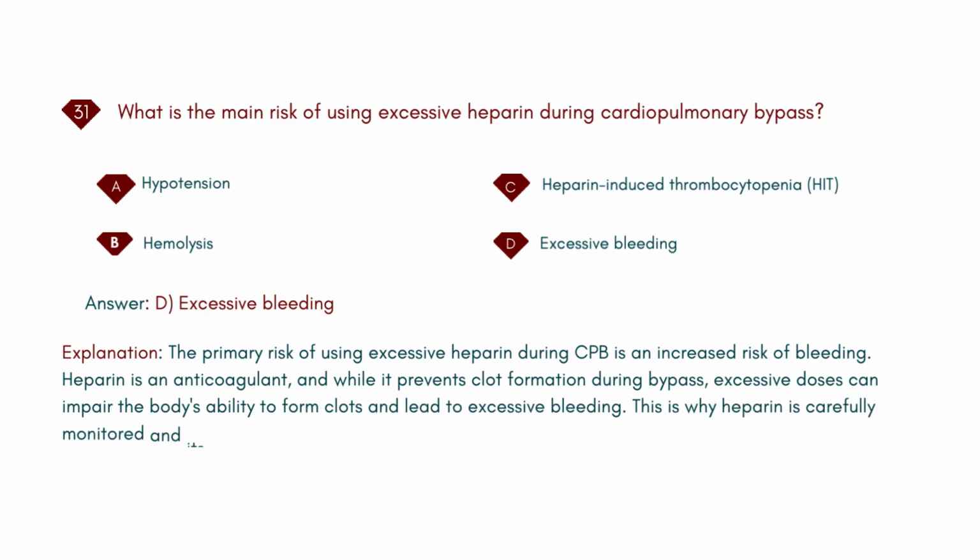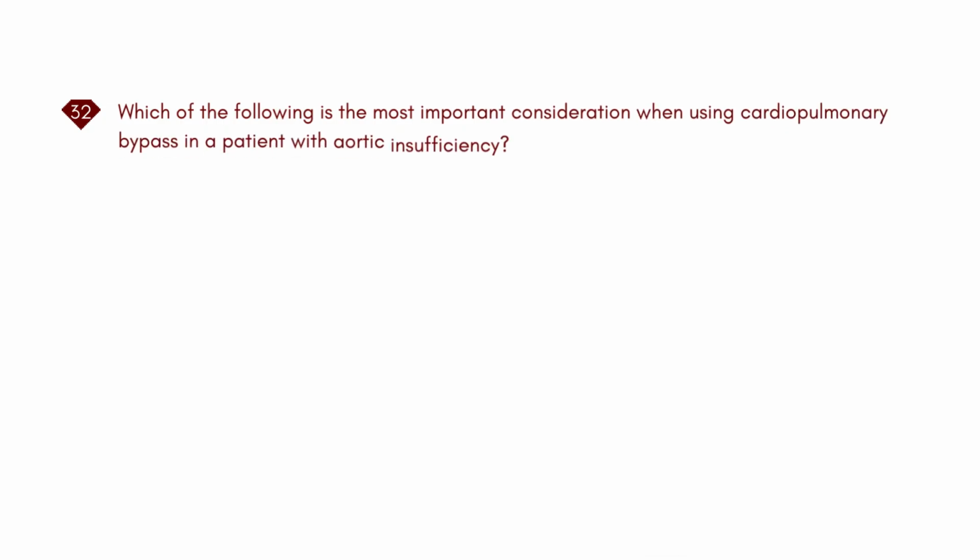Heparin is an anticoagulant, and while it prevents clot formation during bypass, excessive doses can impair the body's ability to form clots and lead to excessive bleeding. This is why heparin is carefully monitored and its effects are reversed at the end of the procedure using protamine sulfate. Which of the following is the most important consideration when using cardiopulmonary bypass in a patient with aortic insufficiency?